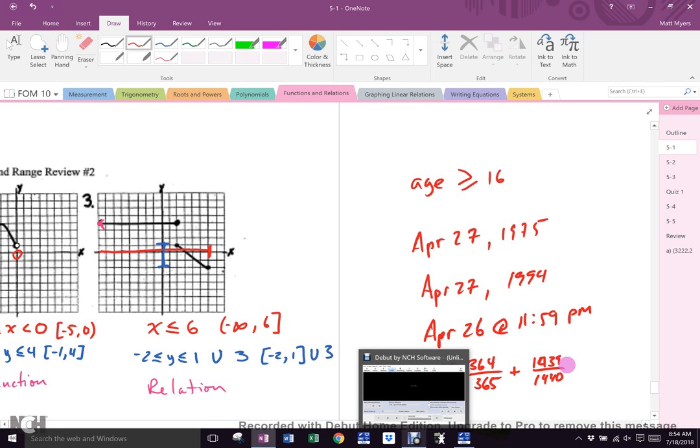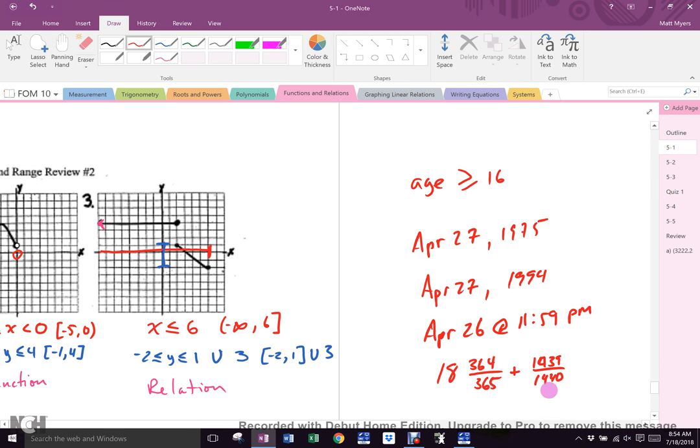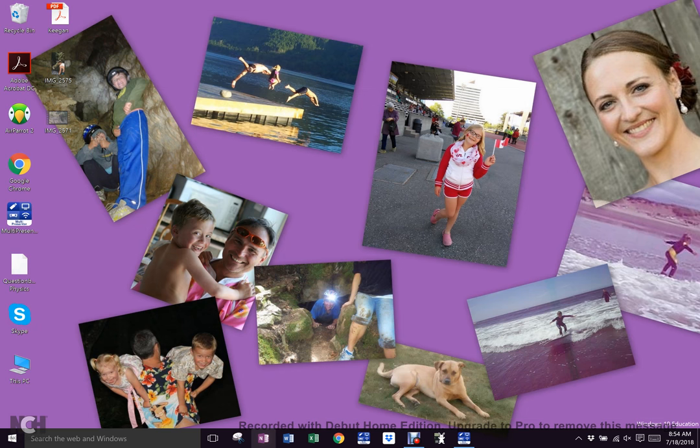Now next time you guys are working, I'm going to find out what the actual decimal is there for age. That'll take me a moment, but I'll do that later. Right now, I'm doing math with you people. As soon as Microsoft OneNote will work again, I will.